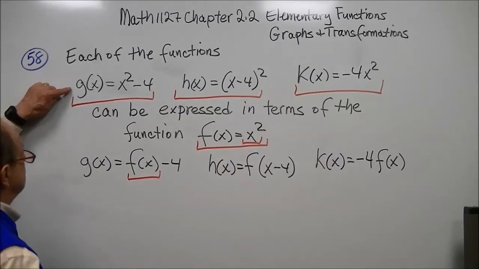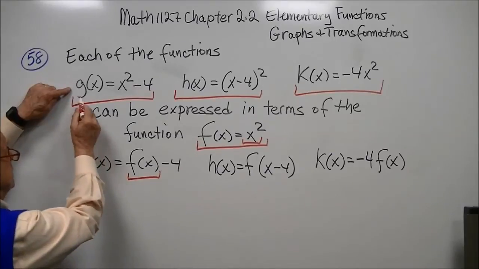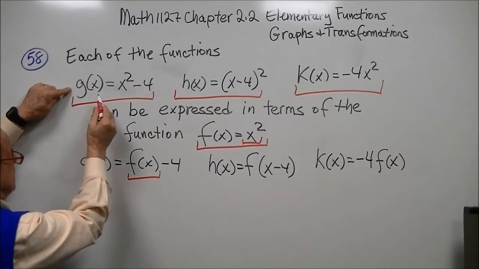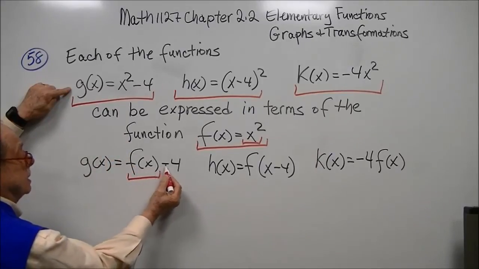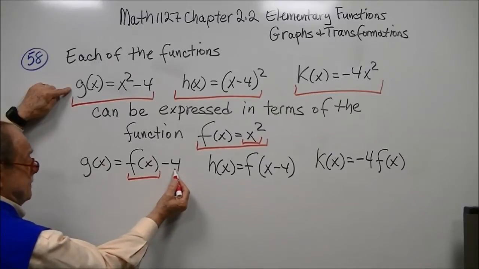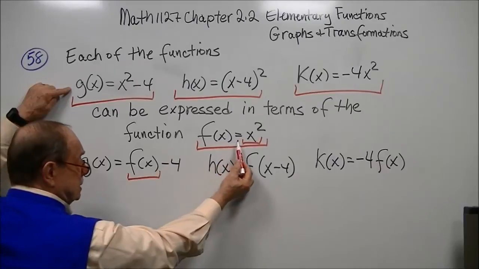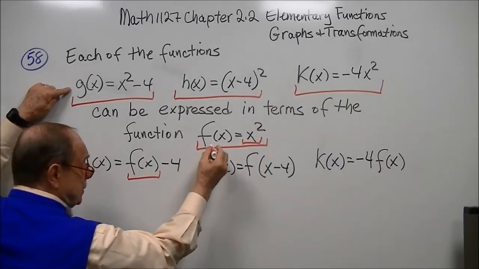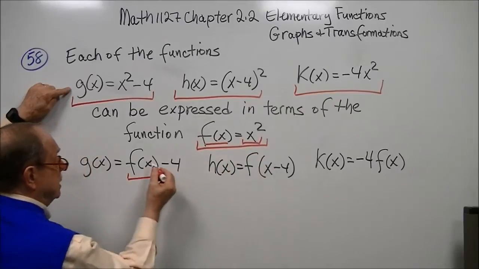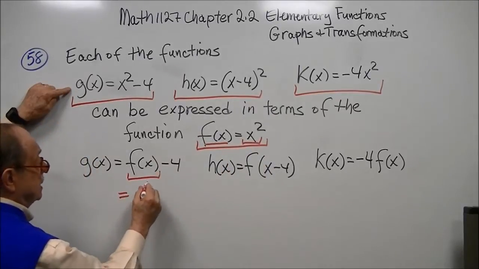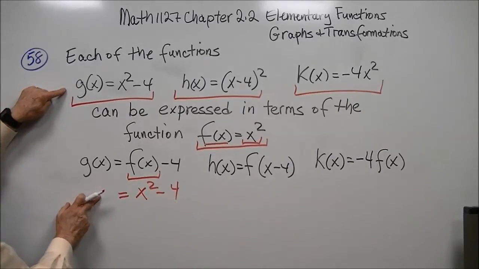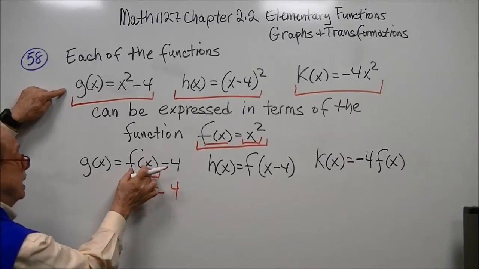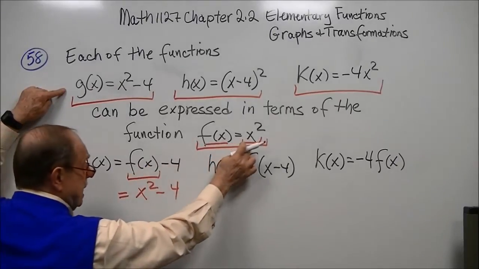So in comparing this first one, here we're saying g of x is the function of x minus 4. Well, we just said that the function of x is equal to x squared. So this is x squared, and we just put our x squared and then bring down the minus 4, and we have this first function. So keeping in mind that f of x is x squared.